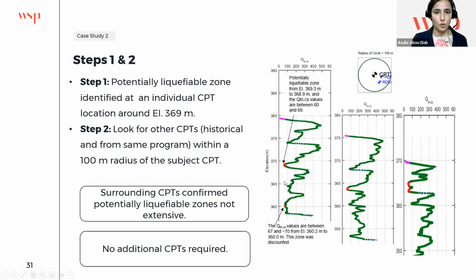The first step is to look at the CPT from the most recent program and check if we have a potentially liquefiable layer. In this case, we have a potentially liquefiable zone around elevation 370. The next step is to look at whether this is continuous or isolated. So we look in a radius of 100 meters. We have another two CPT traces here, and when we check the continuity of this potentially liquefiable zone, we found that it's not continuous. The surrounding CPTs confirmed that the potentially liquefiable zone is not extensive, so there's no need for additional CPTs or analysis.